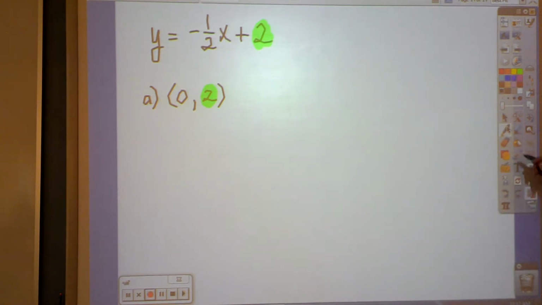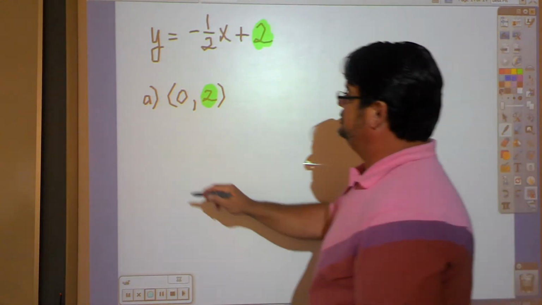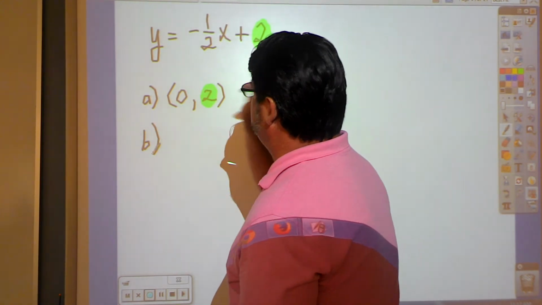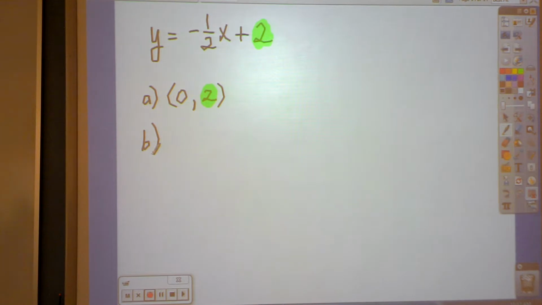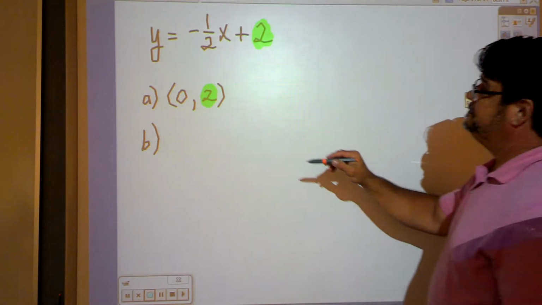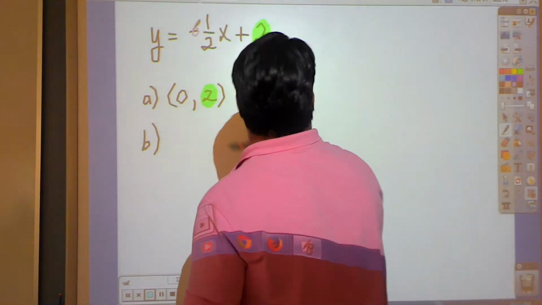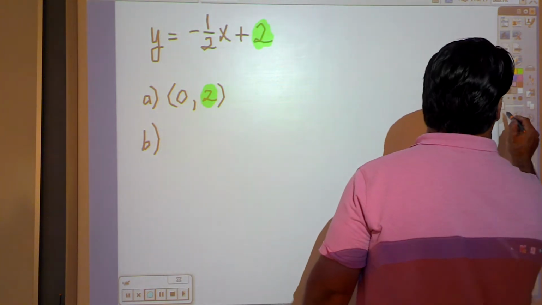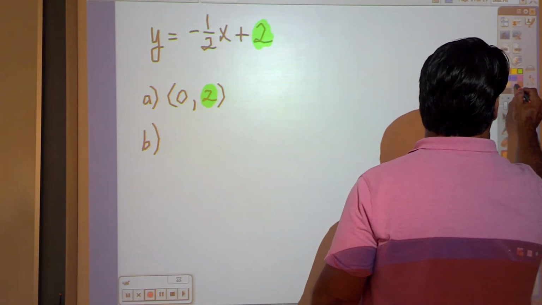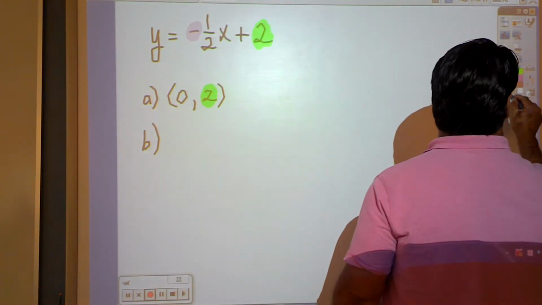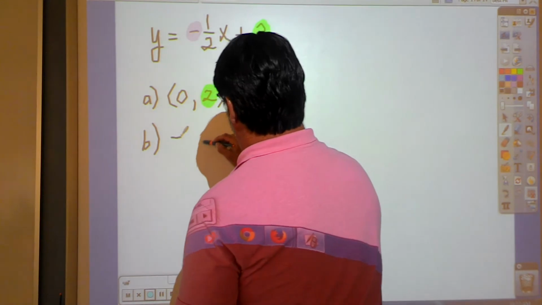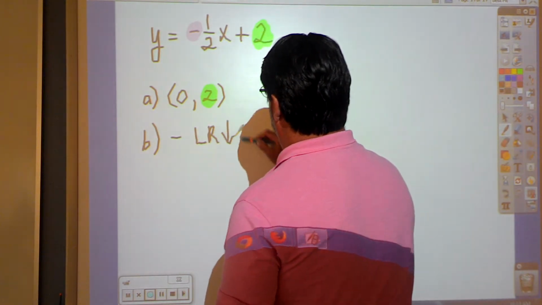Okay? B. What is the direction of my slope? What sign is my slope? It's negative. That means it's left to right down. So I'm going to take my handy dandy pink highlighter and I'm going to highlight this. Negative, that means left to right down.